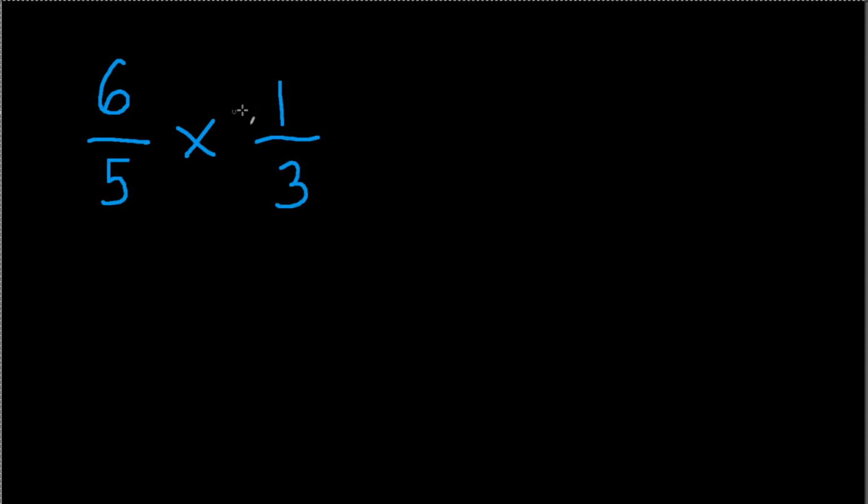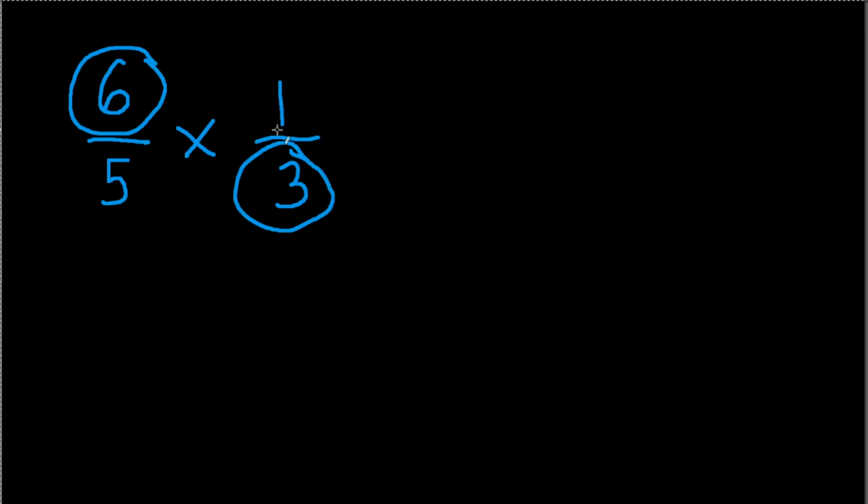Okay, magbibigay pa ako ng isa pang example. So, dito may introduce akong bagong concept. So, let's say ang binigay sa atin is 6 over 5 times 1 over 3. Okay, kung mapapansin natin, yung numerator na 6 at yung denominator na 3, may common factor sila, di ba? Pareho nila factor yung 3.